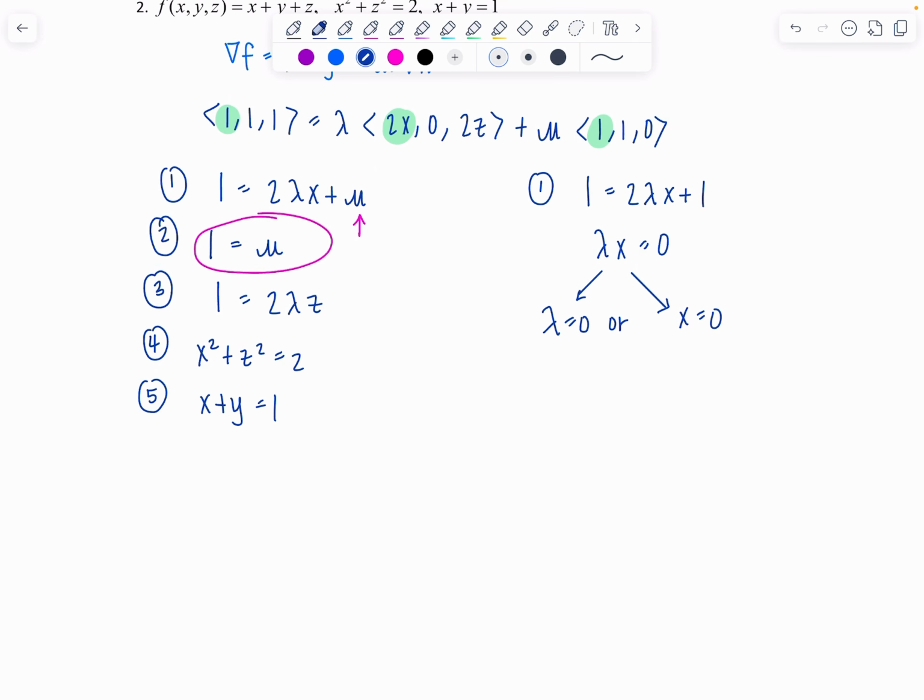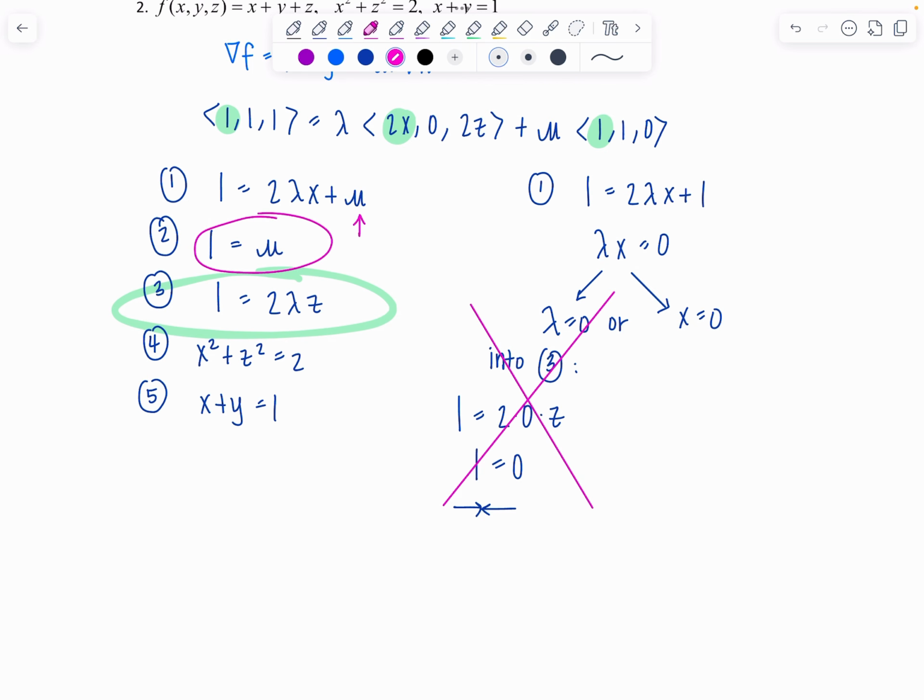If lambda is 0, and I substitute 0 in for lambda into equation 3, which is sitting right here, I would get 1 equals 2 times 0 times z. I get 1 equals 0. Is that true? No, that's a contradiction. So what does that tell me? It's not possible for lambda to equal 0. Throw that out. Now what if x is 0?